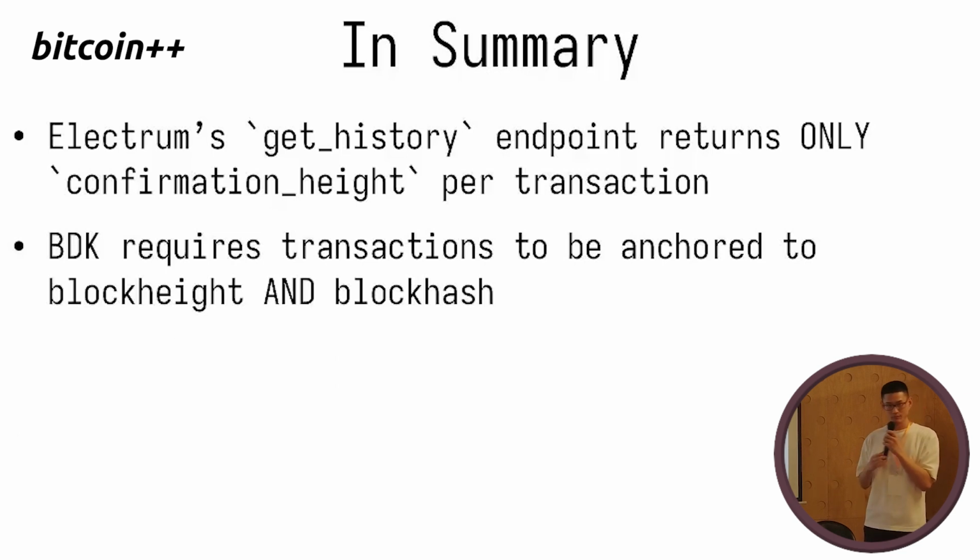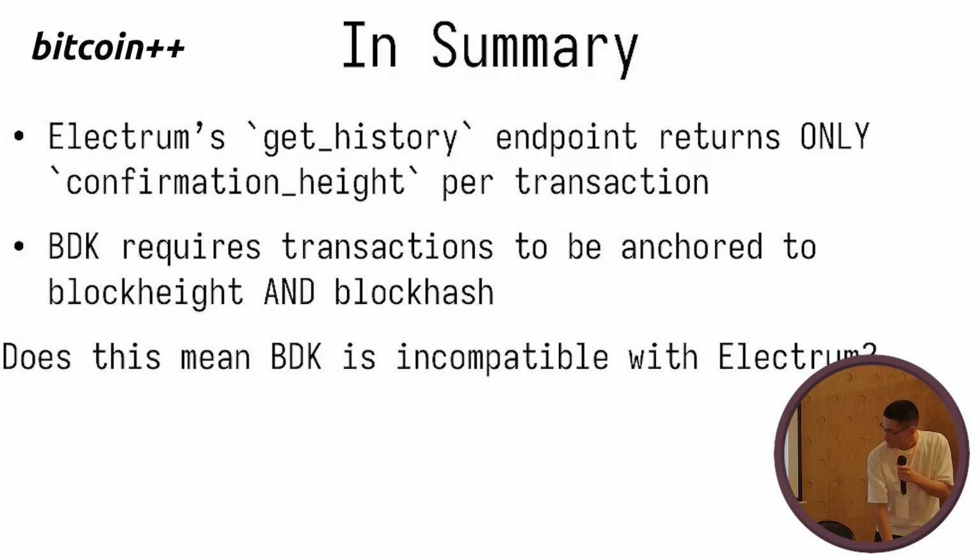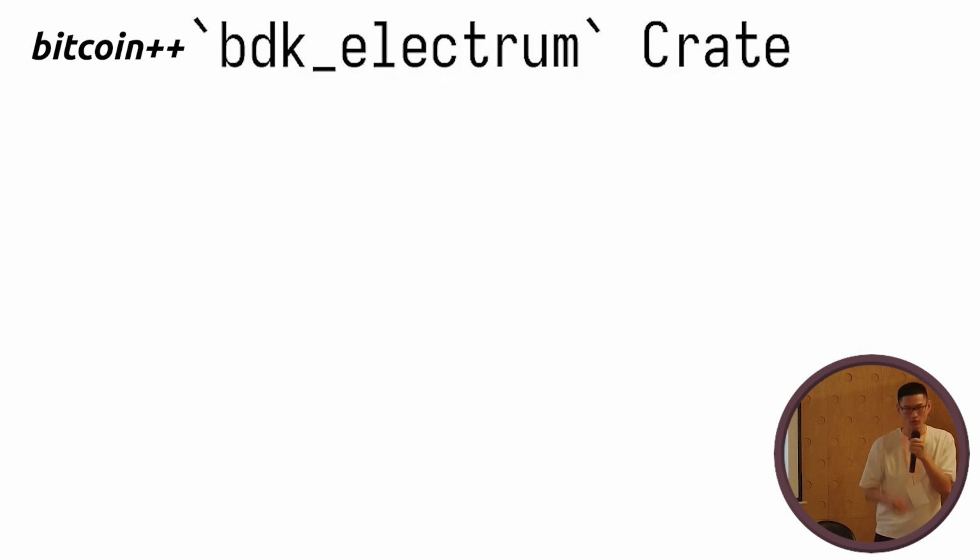So in summary, Electrum's getHistory endpoint returns only the confirmation height for a transaction, which is ambiguous and dangerous. You might have inconsistent history. And BDK requires transactions to be anchored to a block height and hash. Now the question is, does it mean that BDK is not compatible with receiving data from Electrum? The answer is no.